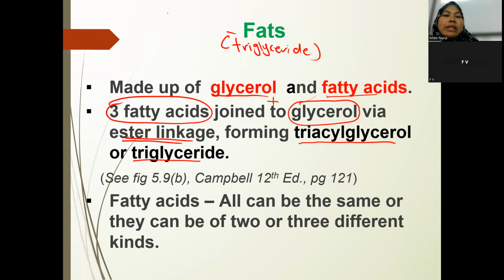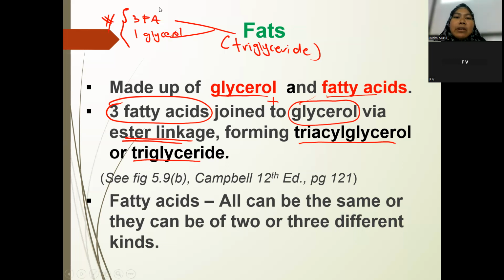So means to say here, it is made of 3 fatty acid and 1 glycerol. Okay, ini keyword yang paling penting yang you kena bawa. I mean, you kena hafal. Untuk fat or triglyceride, they are made of 3 fatty acid and 1 glycerol. Okay.